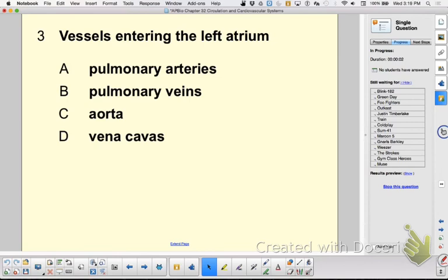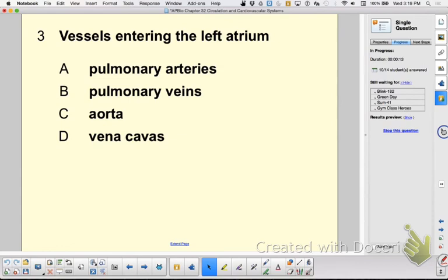It's the superior and the inferior vena cava. The ones that go into the right, or left. When we're looking at it, left atrium. So it would be the pulmonary vein.